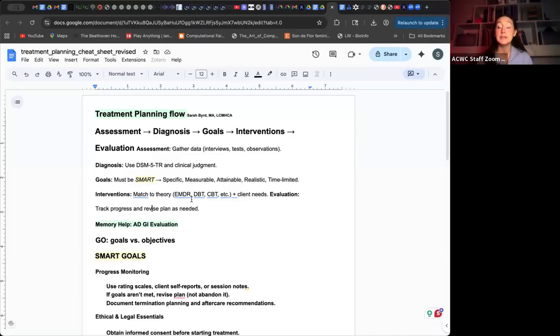If somebody's more EMDR, they're going to be using EMDR interventions, right? Someone's more DBT, they're going to be doing the mindfulness skills, the distress tolerance skills, the emotional regulation skills, right? So this is where it's going to be more based on which orientation you're coming from, to meet your client's needs.